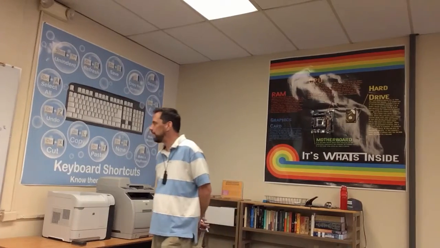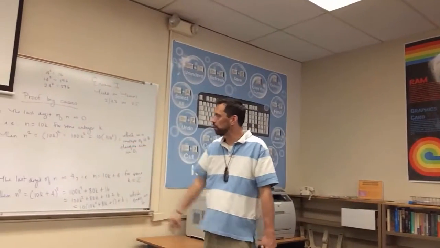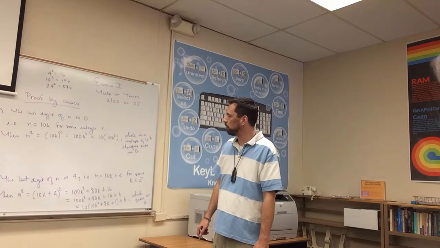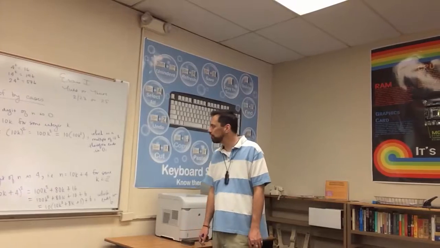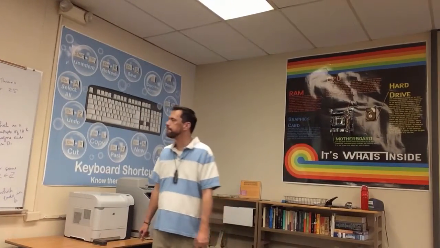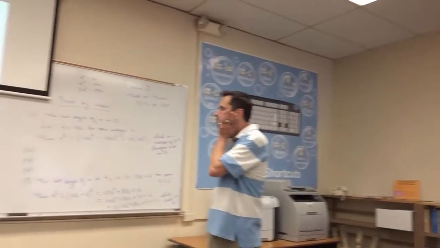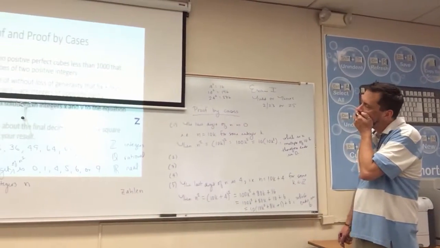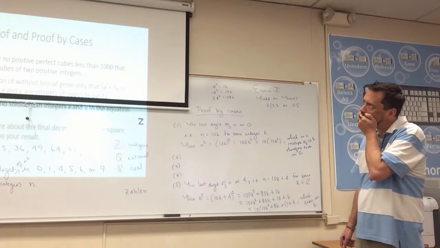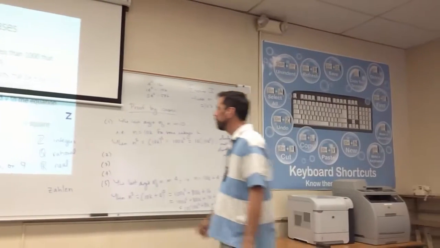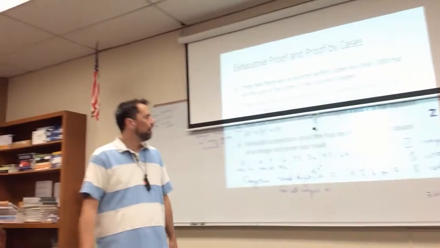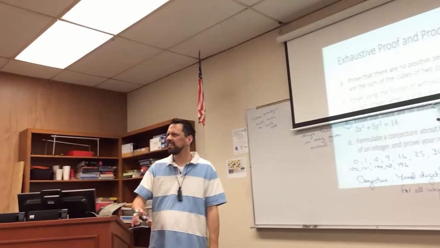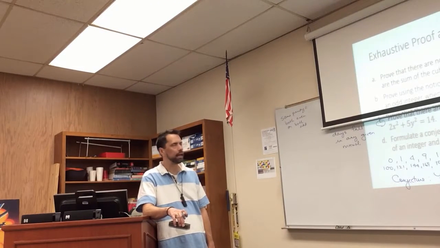n ends in 1, 2, 3. Those are the ones I skipped. And then you also have to do n ends in 5, 6, 7, 8, or 9. I wish I could think of a shorter way to do that, but I really don't think there is one. All right, that kind of sort of makes sense. So that's an example of a proof by cases.